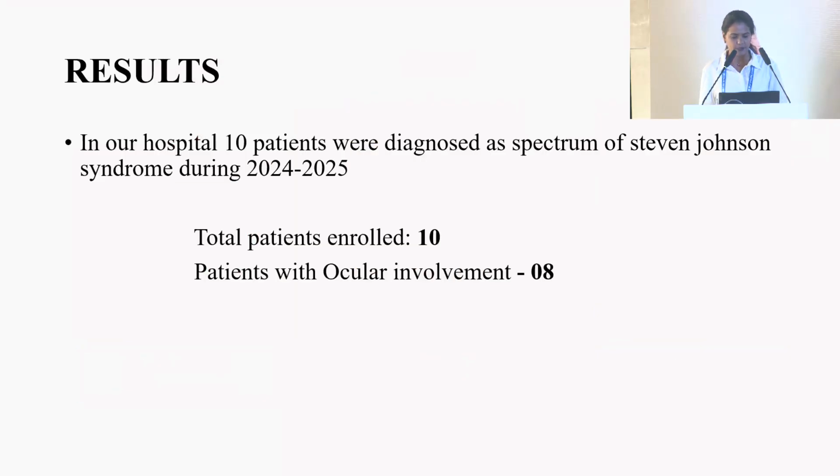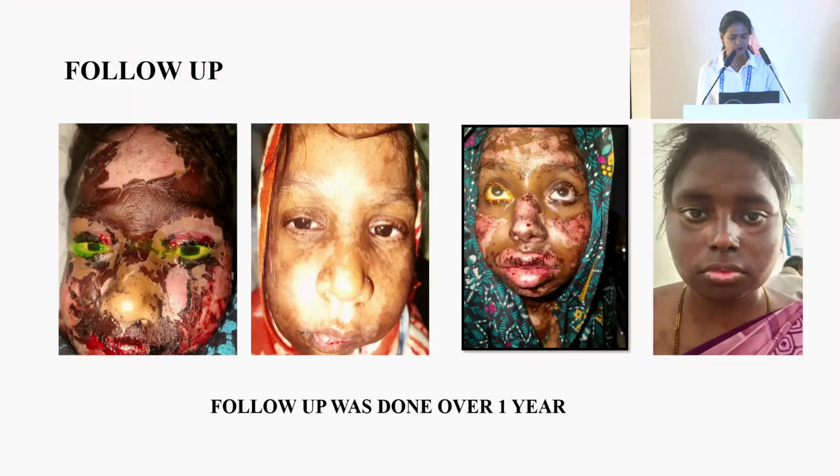So in her hospital, 10 patients were diagnosed as spectrum of Stevens-Johnson syndrome during 2024 to 25, in which patients with ocular involvement were only 8. So on follow-up, we have done follow-up for over 1 year. We can see the epidermal peeling has reduced and all the healing has started.